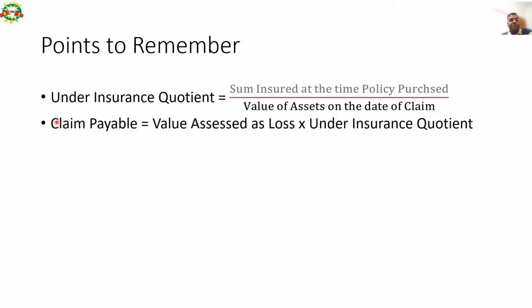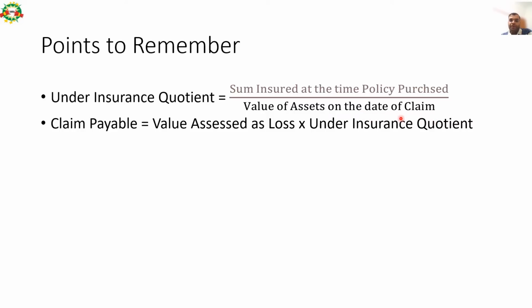So the first concept is the under insurance quotient. The theory part we have already covered in the last session. If you have not gone through that video, please go through that video first and then start the examples and case study in the current session. So it is equal to the sum insured at the time of policy purchase, whatever sum we had insured when we purchased the policy, divided by the value of the asset on the date of claim.